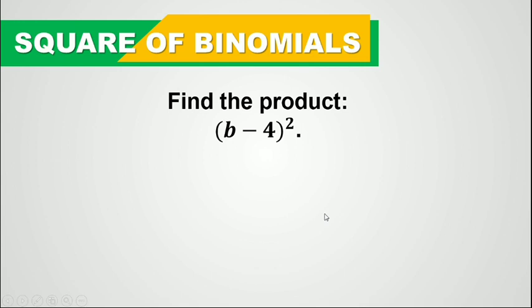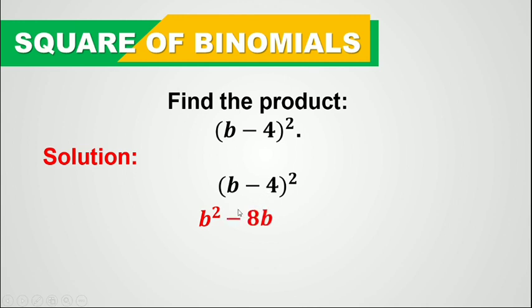How about this? Find the product of this. So when we square this binomial b minus 4, what's gonna be your answer? So again, square the first term. So b squared minus, since this is minus, so the next sign is minus. So b times 4, that's 4b, and then times 2, 4b times 2, that's minus 8b. So minus, because their sign is minus. And then plus for the third term. So plus 4 squared, that's 16. So this is our final answer. b squared minus 8b plus 16.